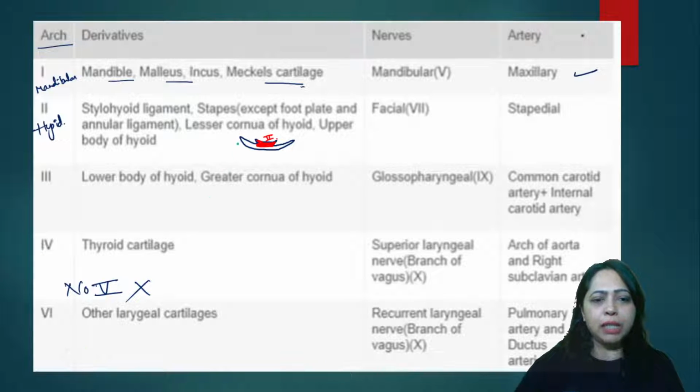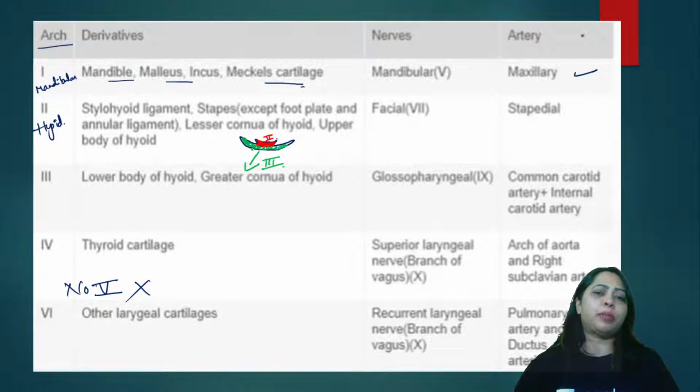Let's put it in green. So this is from the third arch. This is the third arch. That upper portion is from the second arch. It looks almost like a boat now. So we have facial now for the second arch, and we also have the stapedial artery.